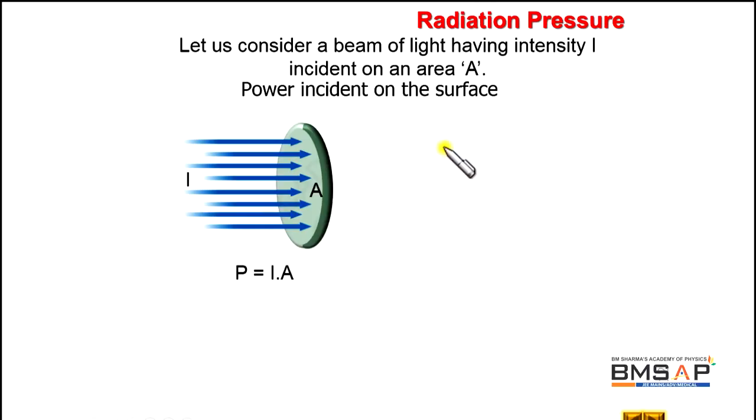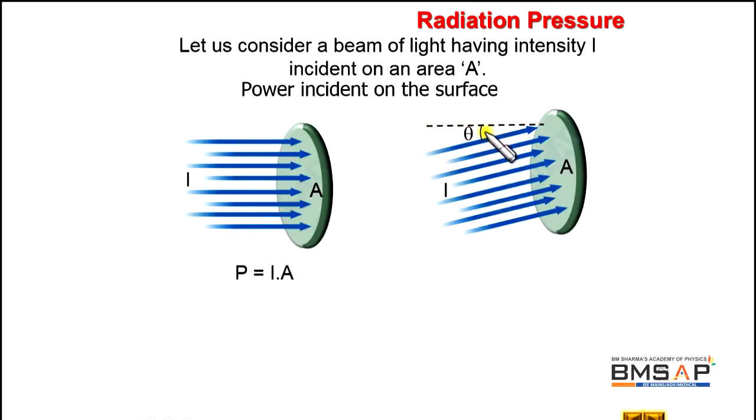So let us make one situation where the radiation is incident on the surface at a certain angle. This angle is theta. So here we can find the power P equal to IA multiplied by cos theta. Theta is the angle between the ray direction and area vector direction. This is okay. You might have learned this formula while calculating the flux.